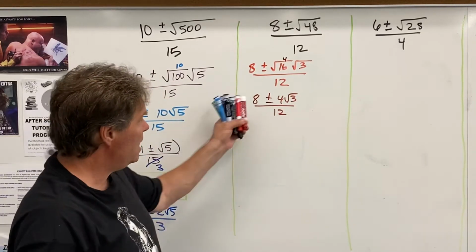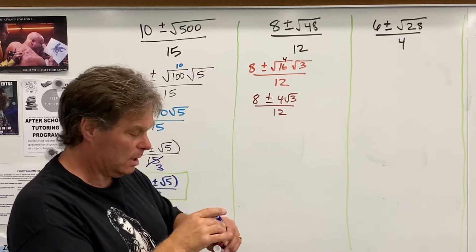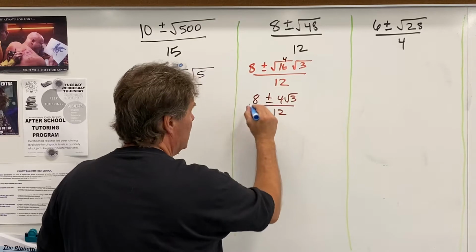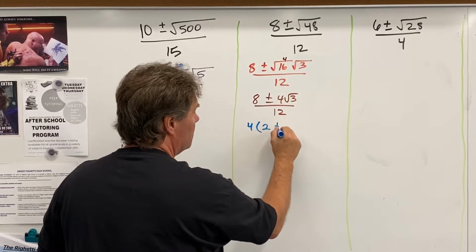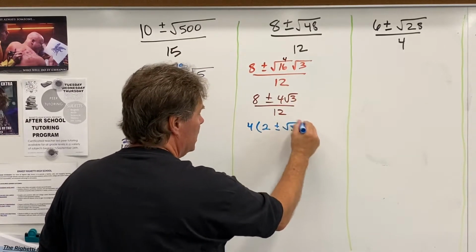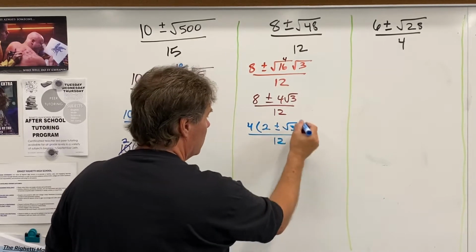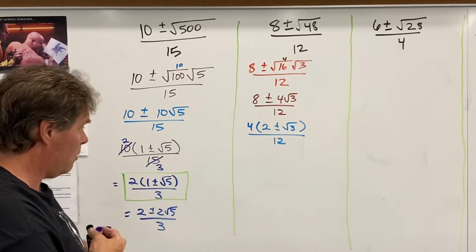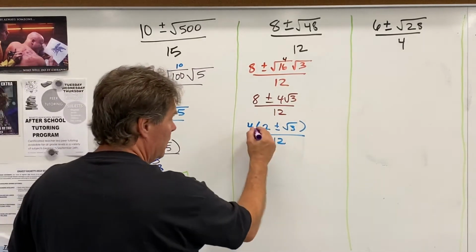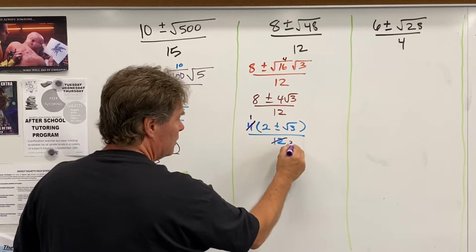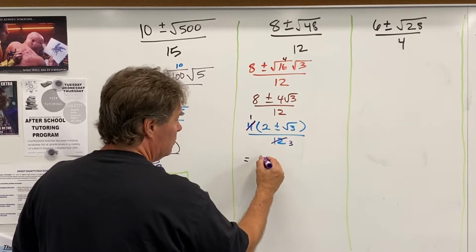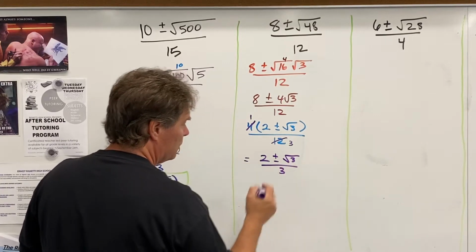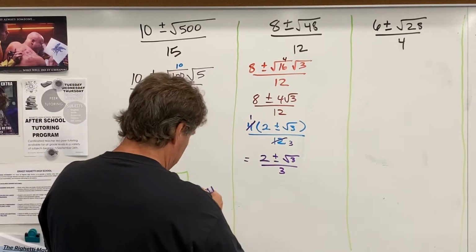Now, everything has a 4. So I can factor out the 4. Okay, 4 times 8 divided by 4 is 2, plus or minus 4 root 3 divided by 4 is root 3 over 12. All I did from this step to this step is factor out that 4. Now I can say, wait a minute, 4 and 12, 4 goes into 12. This could be a 1, this could be a 3, and the answer is going to be 2 plus or minus square root 3 over 3. And then that is the answer.